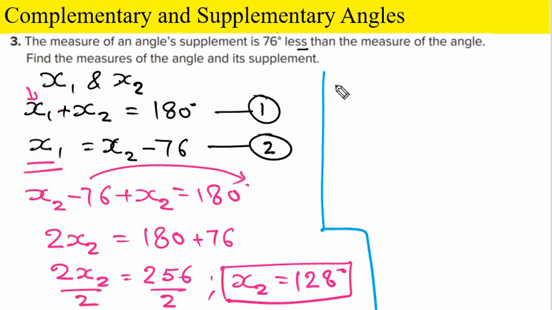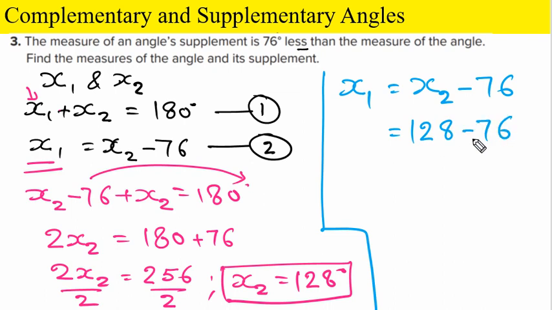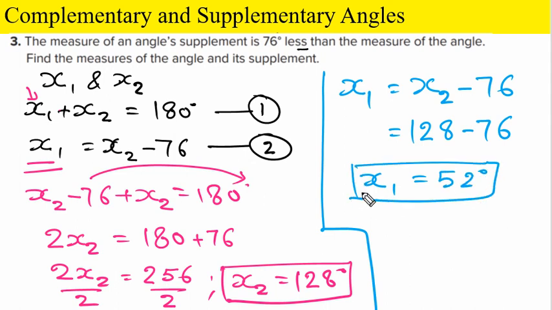Now let's talk about angle 1. Angle 1 is x2 minus 76, so that will give you 128 minus 76, and that will be equal to 52 degrees. Now you can check also if we did this right or wrong. You just add them together and you should get 180. So 128 plus 52 is 180. Okay, that's it. Let's move on to the next question.